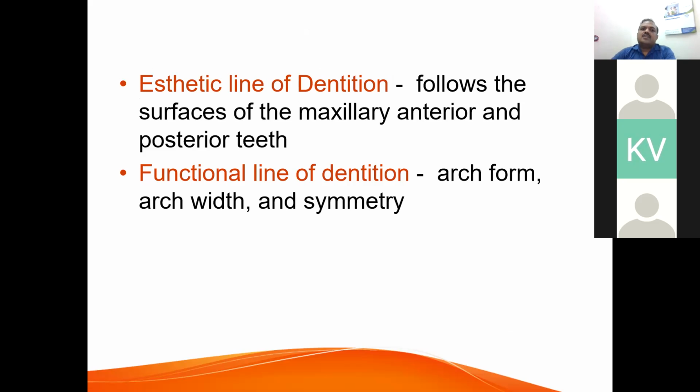Aesthetic line of dentition and functional line of dentition. The aesthetic line of dentition is what? It follows the surface of the maxillary anterior and posterior teeth. And the functional line of dentition is the arch form, arch width, and symmetry of the arches. This is the functional line of the dentition.